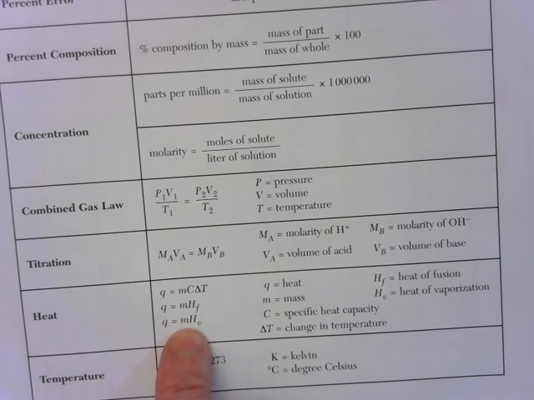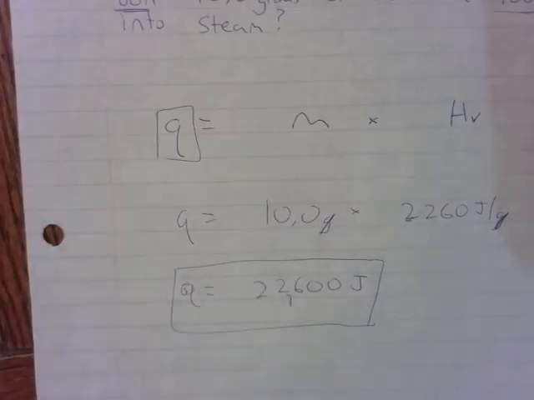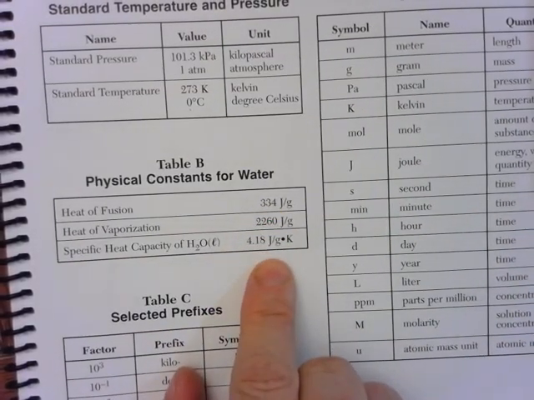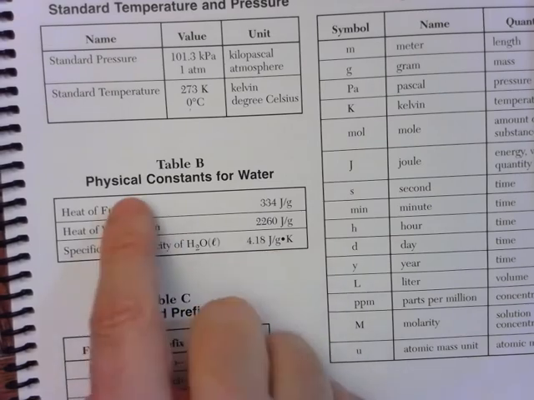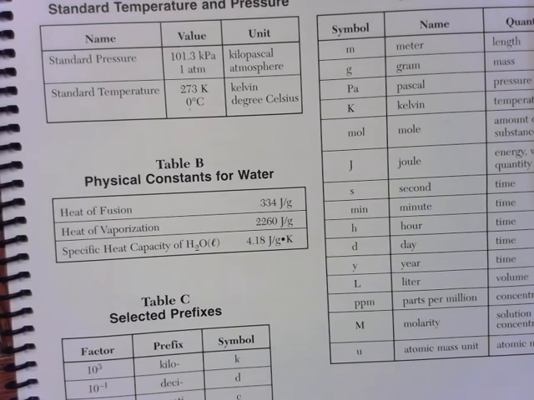Where do you find numbers like specific heat capacity, which is C, or heat of fusion, HF, or heat of vaporization, HV? These numbers, if we're talking about water, are in the front of your reference table. They are right here. Heat of fusion, heat of vaporization, specific heat capacity. Again, these are all for water, but what if it's not water? Well, then I would have to give you that information, and then you just plug it in and solve. And that is our lesson on heat equations.